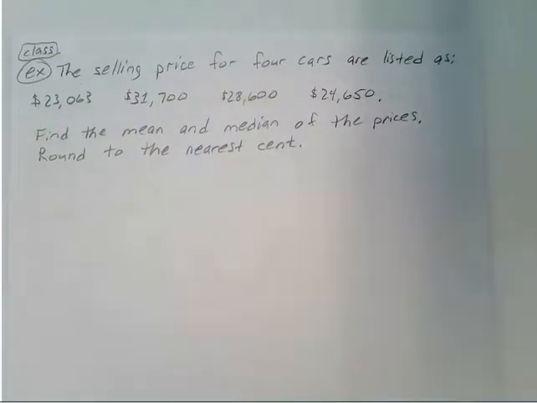The selling price for 4 cars are listed as $23,063, $31,700, $28,600, and $24,650. I want you to find the mean and median of the prices and round to the nearest cent. Press pause and do this one on your own.